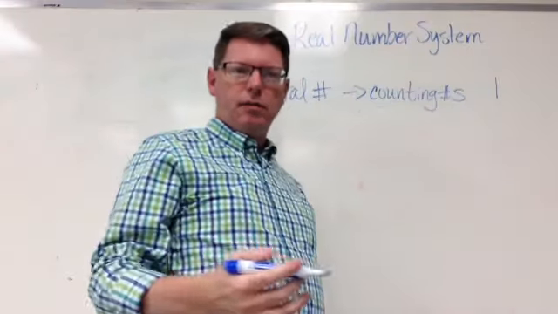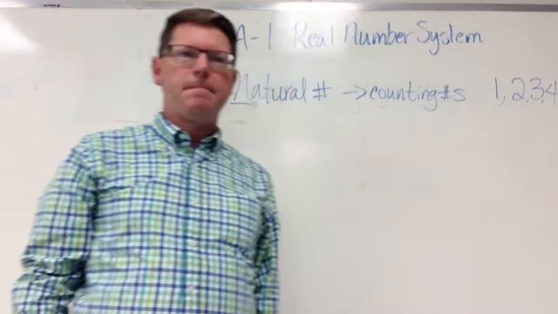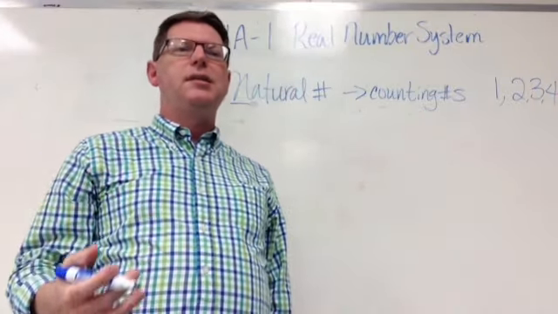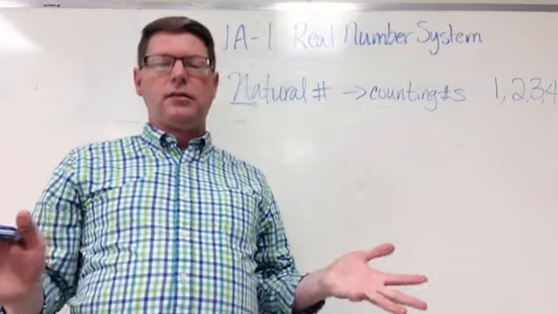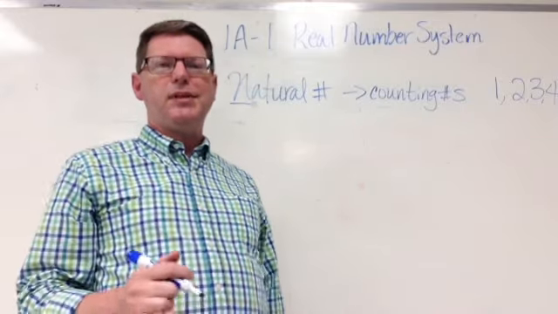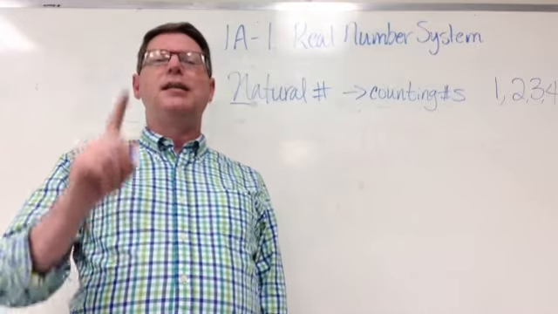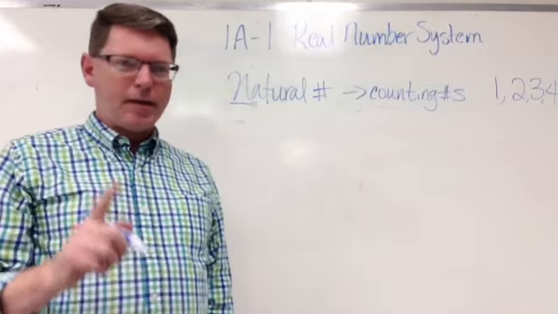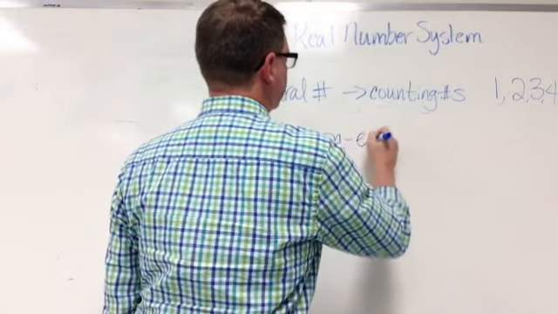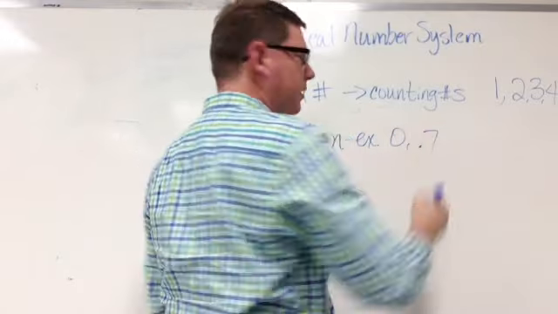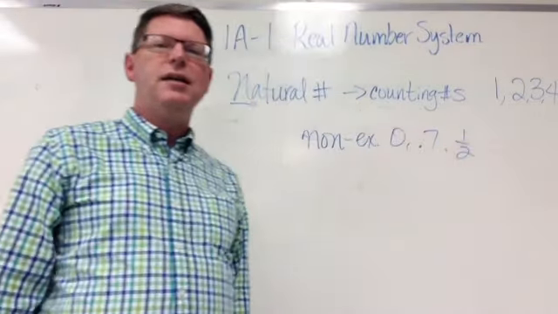So an example would be 1. Another example might be 2 or 3 or 4 and so on. Okay? Those would be examples of natural numbers. Now the non-examples. Non-example means an example that's not a natural number. So the non-examples would be something like 0. Because 0 is not a natural number. Okay? So the non-example could be 0. I should put non-example, 0.7, no decimals in the counting numbers, and no fractions. So those could be all things that are non-examples.